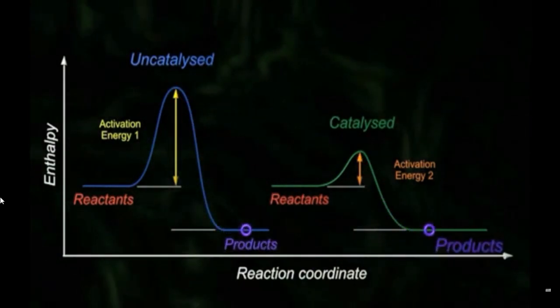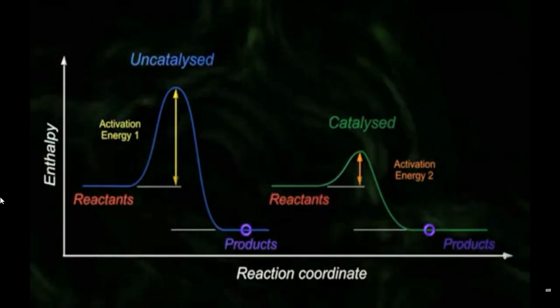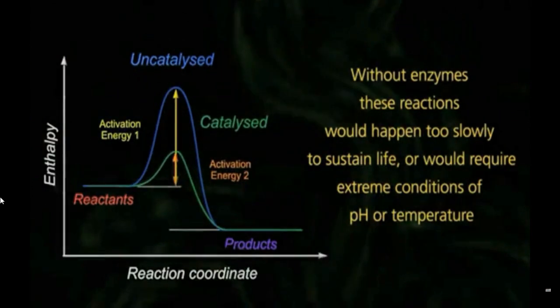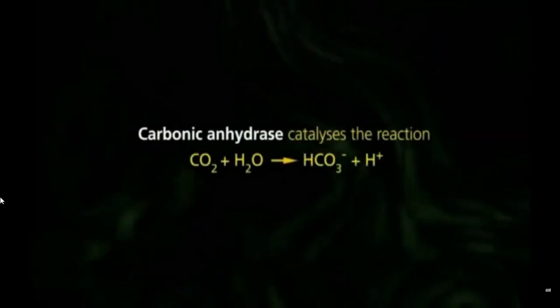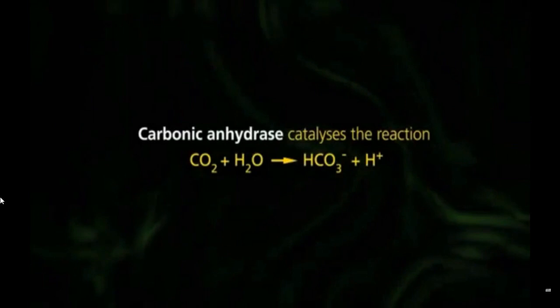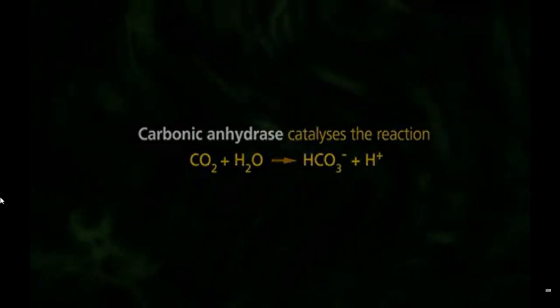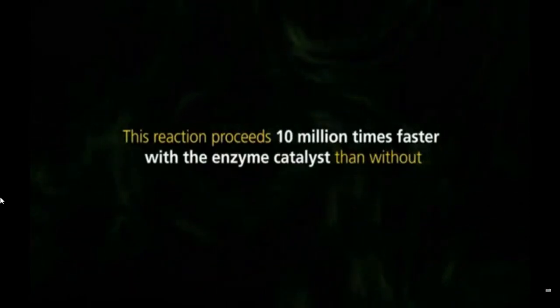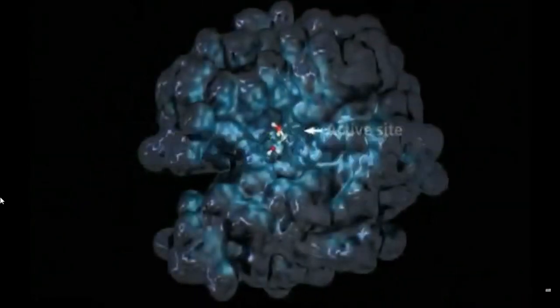Without enzymes, these reactions would happen too slowly to sustain life, or would require extreme conditions of pH or temperature. Carbonic anhydrase catalyzes the following reaction between carbon dioxide and water. This reaction proceeds 10 million times faster with the enzyme catalyst than without.